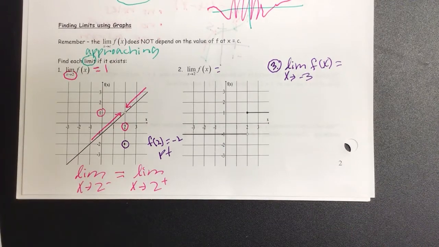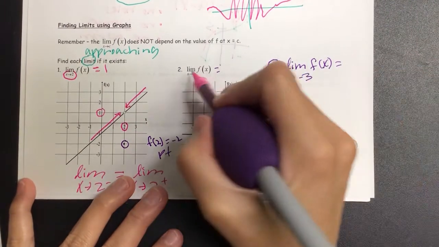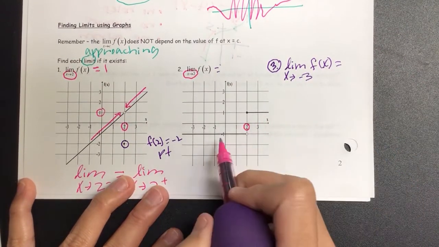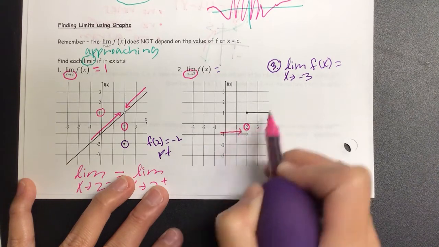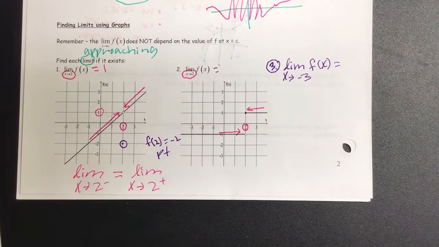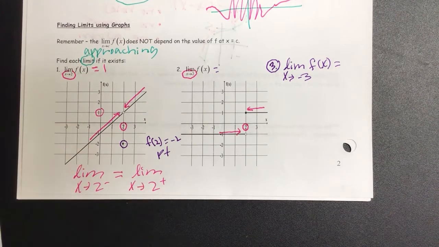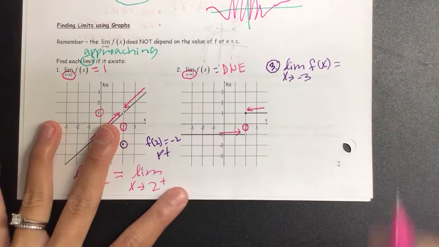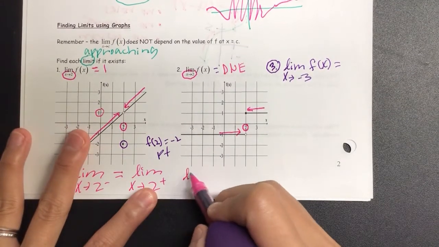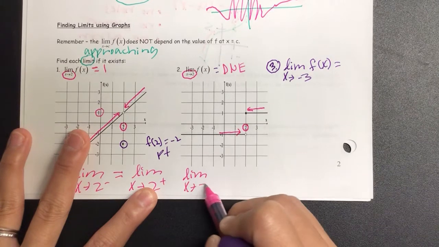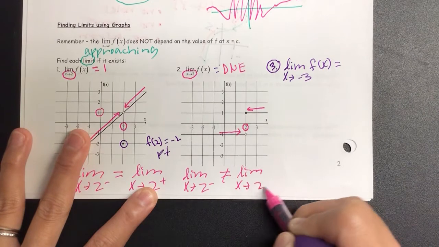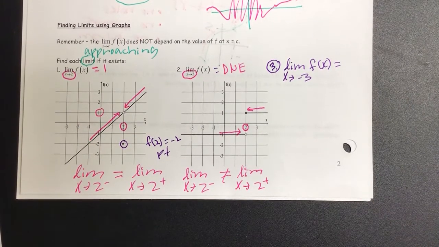On number 2, what's our x value reaching? It's reaching the 2, so I'm going to circle the 2 so I know where I'm going. From the left and then from the right, am I approaching the same value? No, I'm not. It's jumping, right? So we're going to say this does not exist. And the reasoning is that the limit as x approaches 2 from the left does not equal the limit as x approaches 2 from the positive side. Yes, the reasoning also could be the jumping, but I want it with equivalent or non-equivalent.